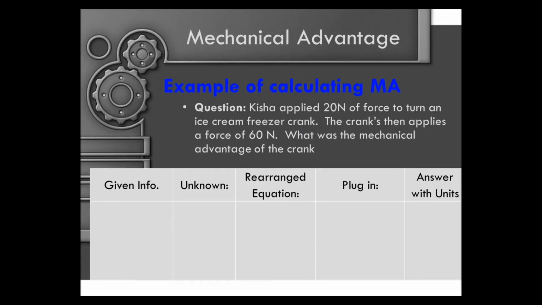So let's do a sample problem. Keisha applied 20 newtons of force to turn an ice cream freezer crank. The crank then applies a force of 60 newtons. What is the mechanical advantage of the crank? So the hardest part about these problems is figuring out which one is which. So remember, in is what you do, the person, and out is what the machine does.